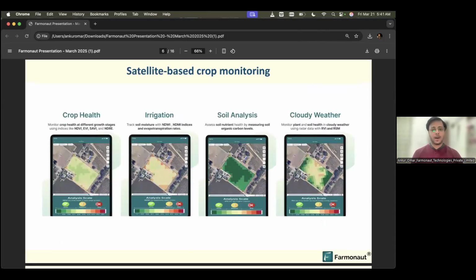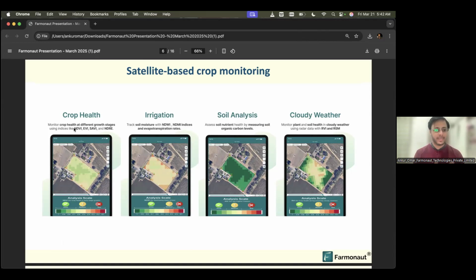I assume that not many of you might be aware of all these various satellite indices that are actually used to generate these crop health, irrigation, and soil analysis insights. So just to give you a brief context, there's something called satellite indices. When you combine light at different wavelengths, you can actually create some major insights. For example, in the case of crop health, we generate NDVI, EVI, SAVI, and NDRE. I'll go through them very quickly. These are a combination of light wavelengths at different spectrum.